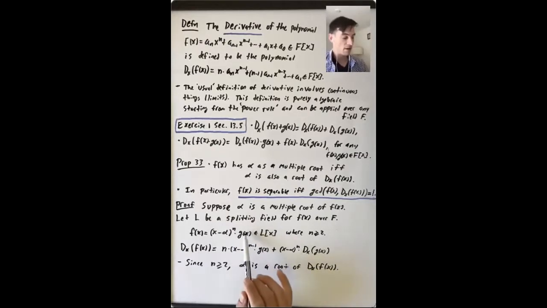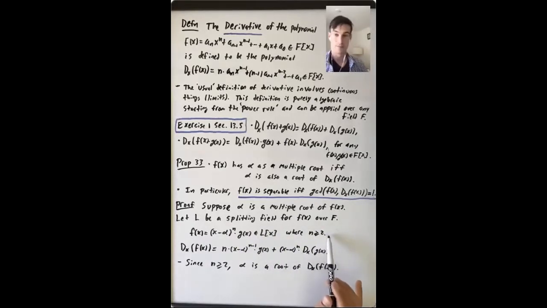We could also pull out all of the factors of x minus alpha from g of x so that we could write it this way, where g of alpha is not equal to 0. But we don't even have to do that. All we have to note is that we can write f of x as x minus alpha to the n times g of x, where n is at least 2.